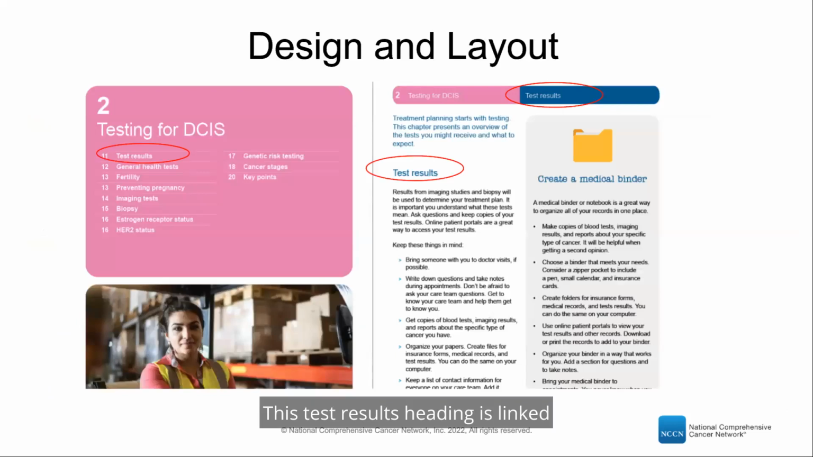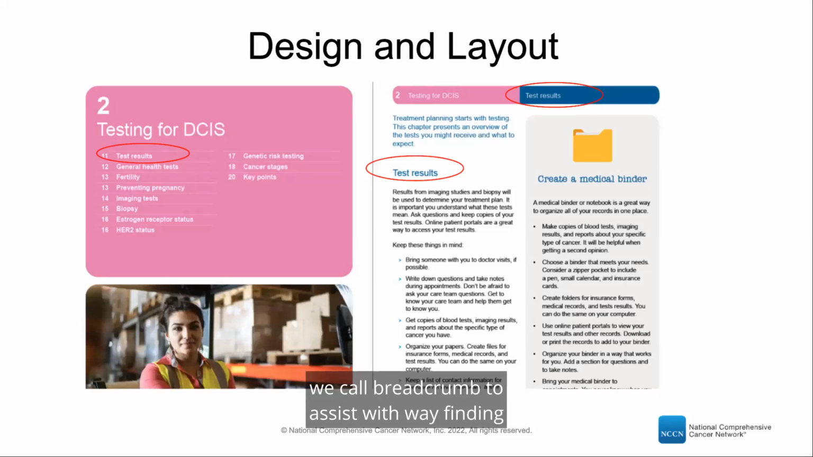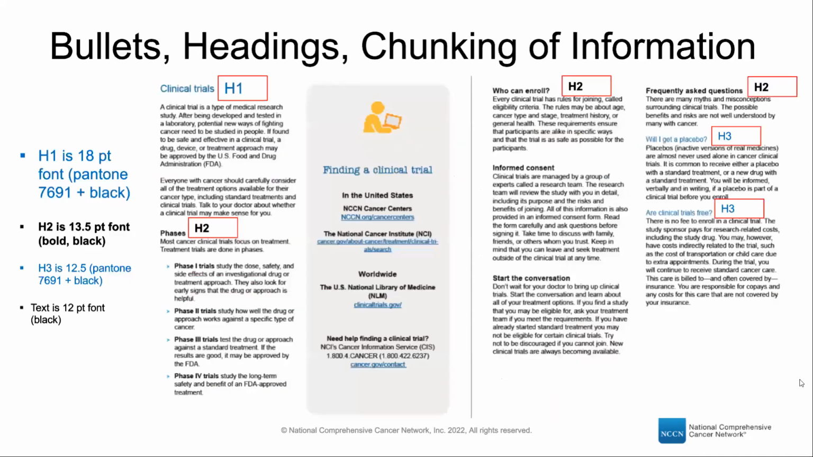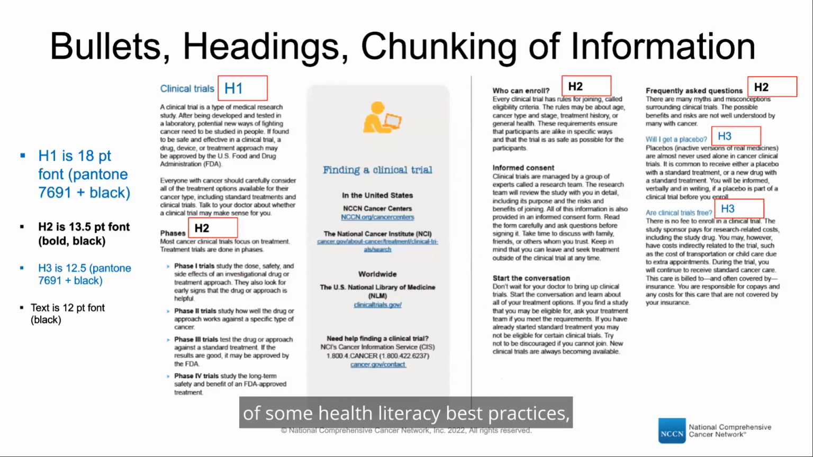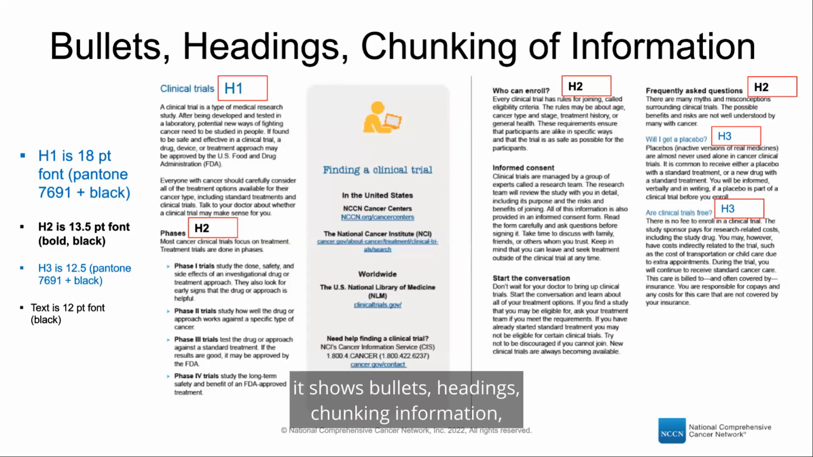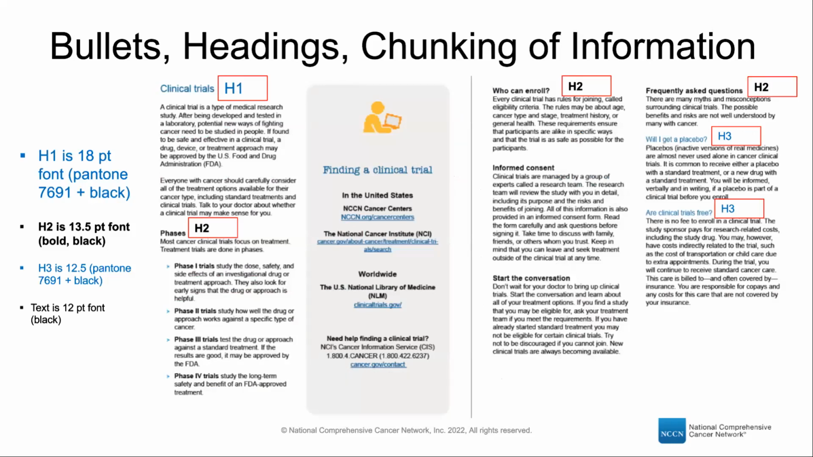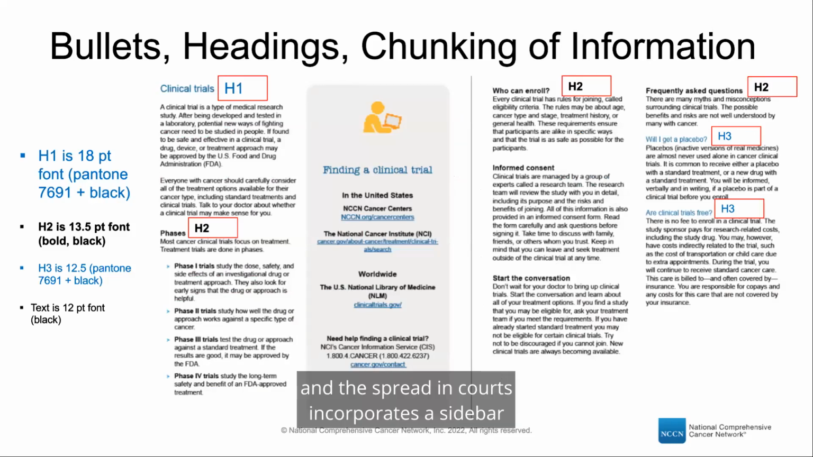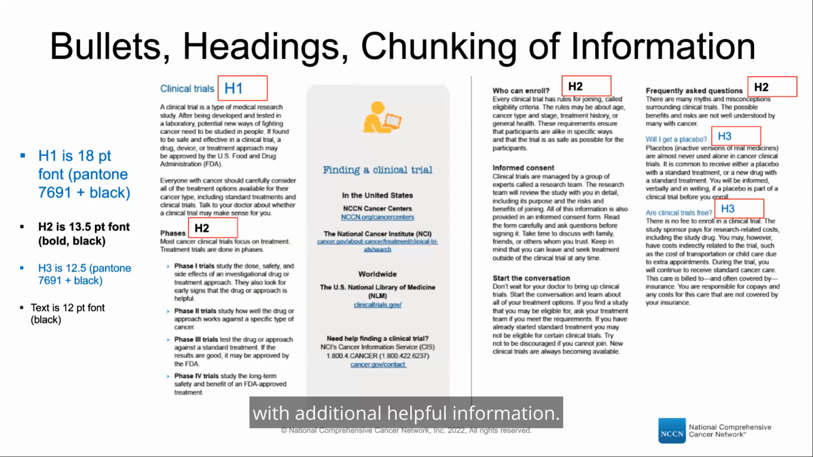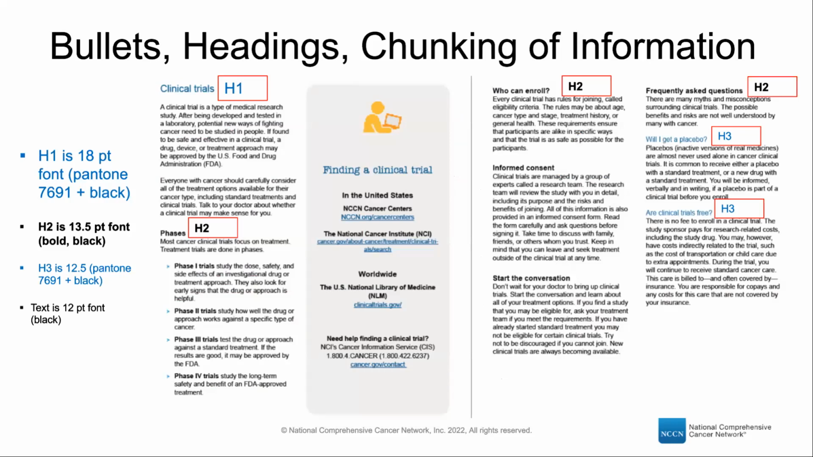This test results heading is linked to the chapter table of contents, and in this header we call breadcrumb to assist with wayfinding and information seeking. This is a good example of some health literacy best practices. It shows bullets, headings, chunking information, and the spread incorporates a sidebar with additional helpful information.